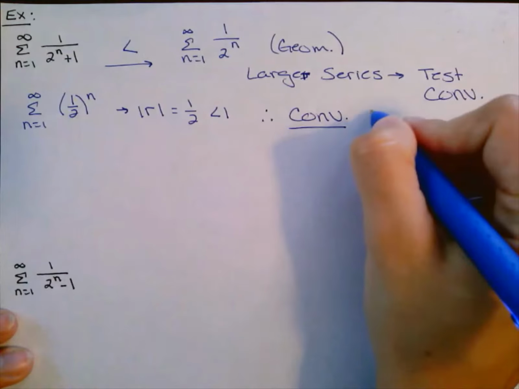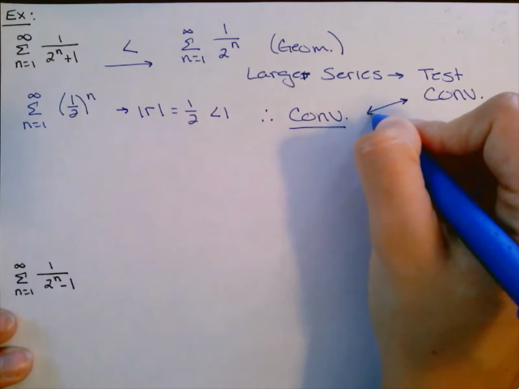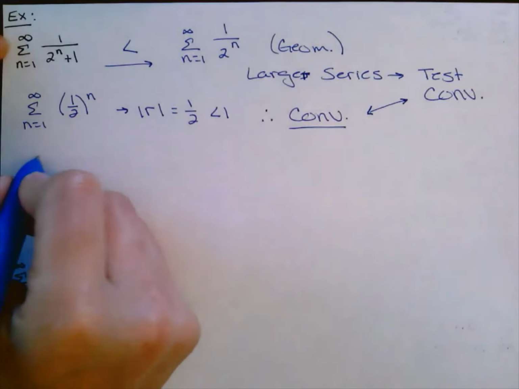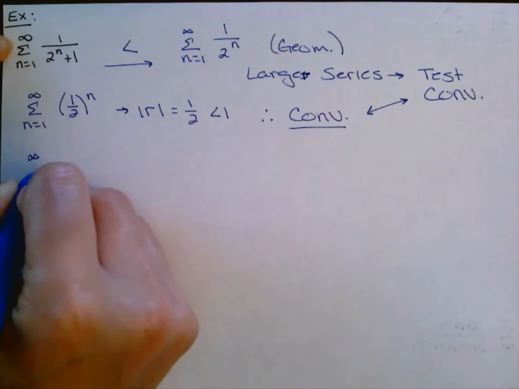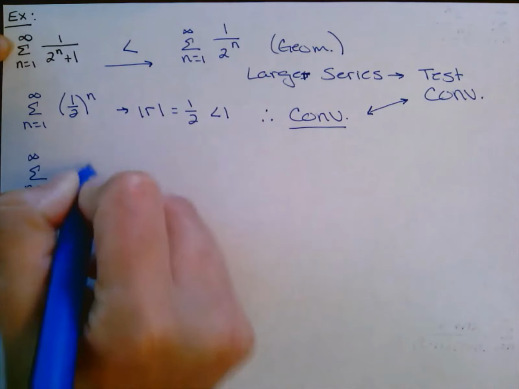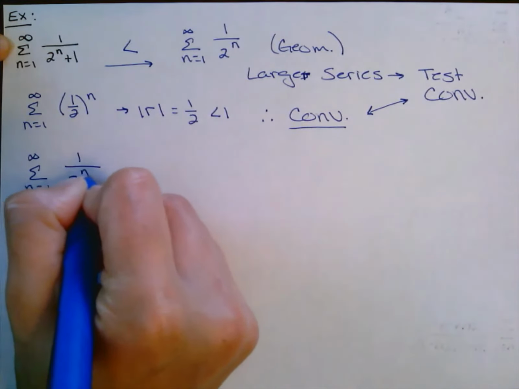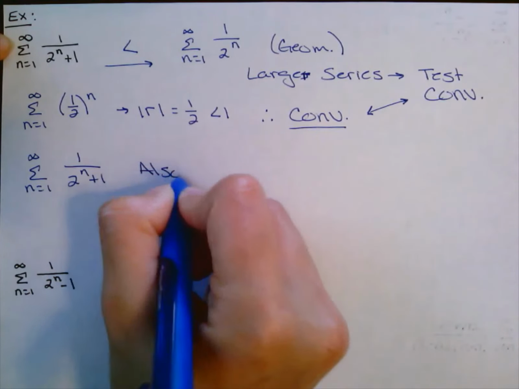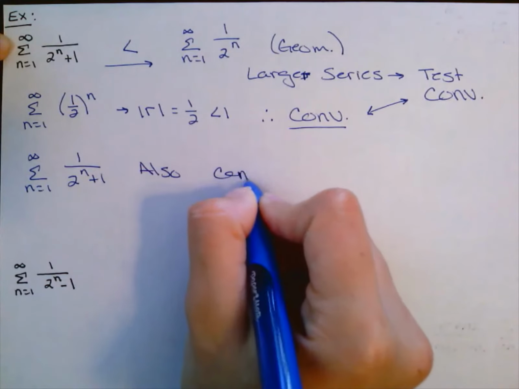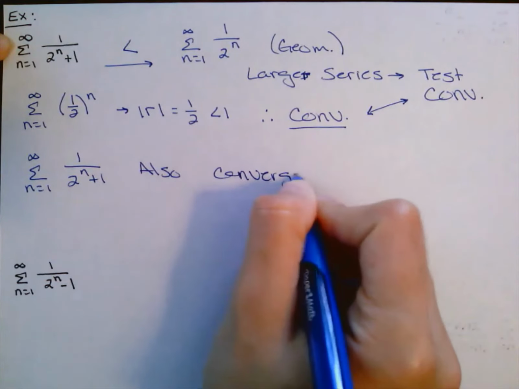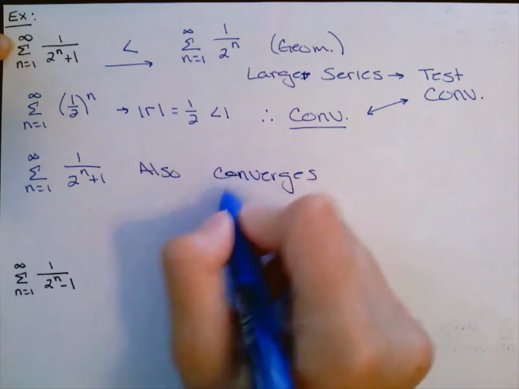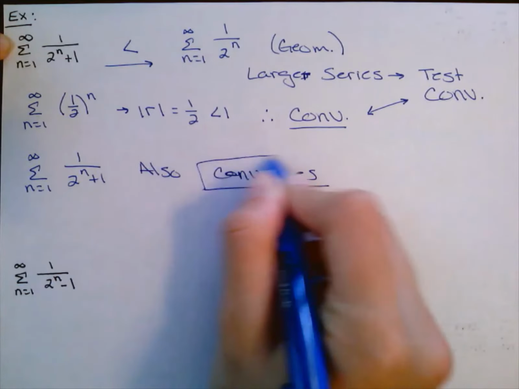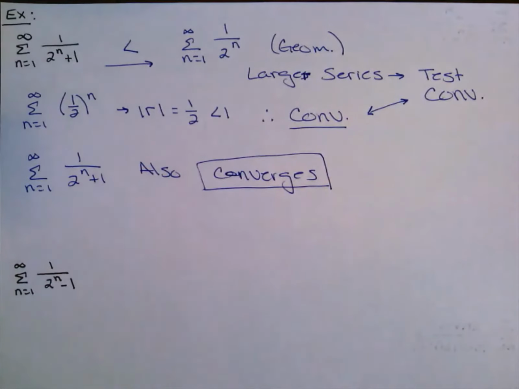If I could only test for convergence and I come out with convergence, that means that the original that I was talking about also converges. All right. So on this question, because direct comparison worked, we don't have to move on to limit comparison.